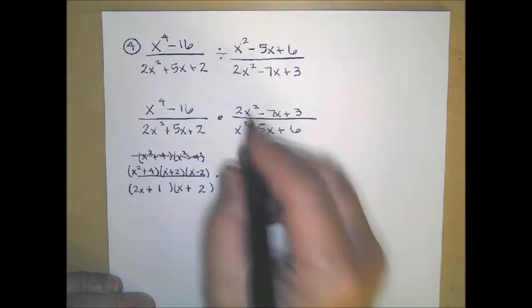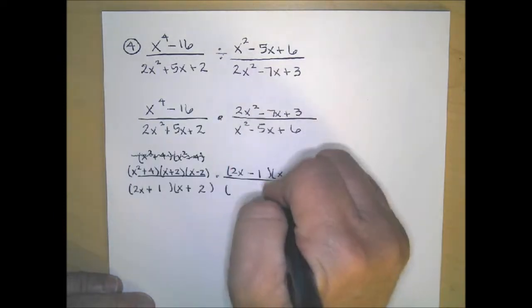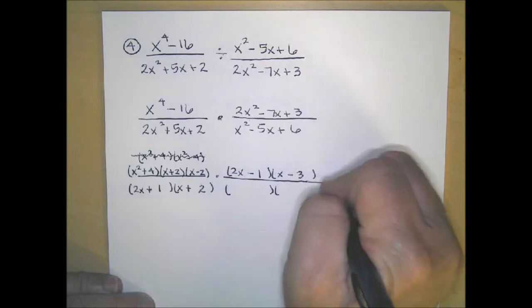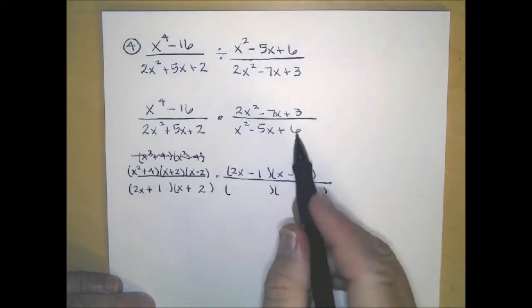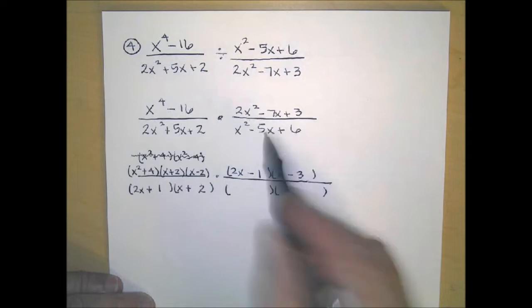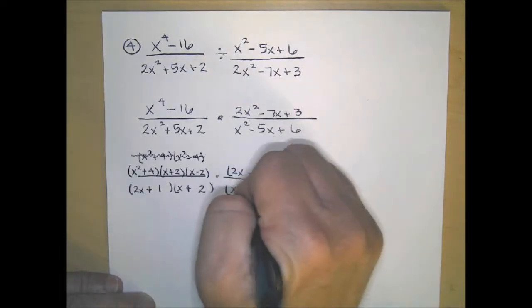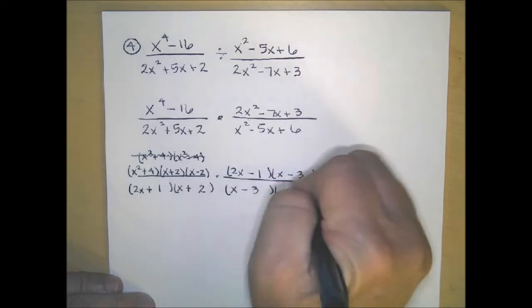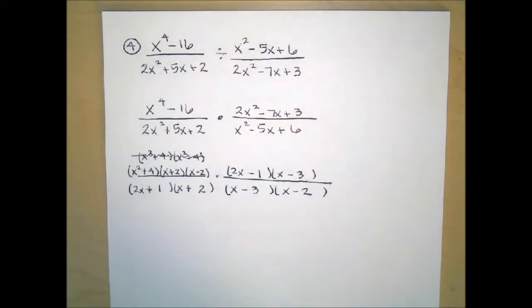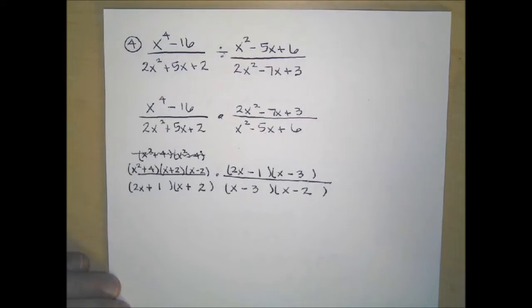And then down here on the bottom, I simply need to do a regular trinomial factor, factors of positive 6 that add up to negative 5. So x minus 3 and x minus 2. Now, at this point, the entire problem has been factored. So I just have to look at what can reduce to 1 right now, or what can cancel.